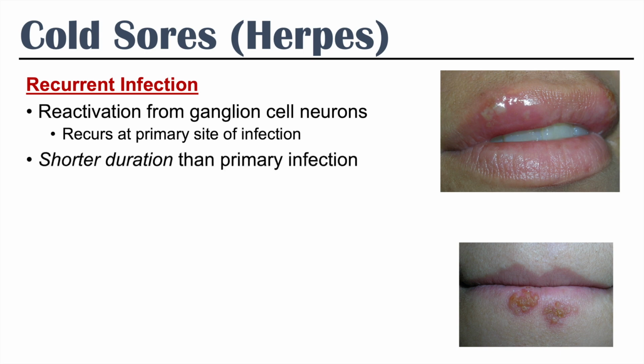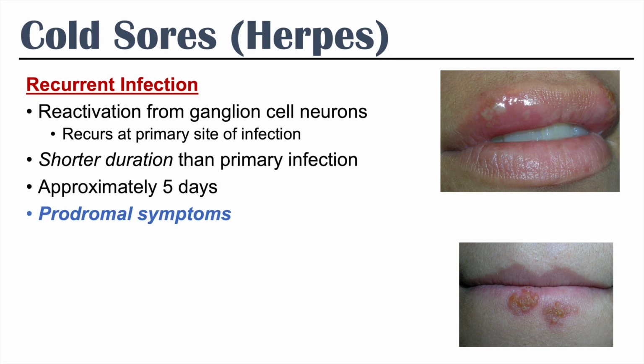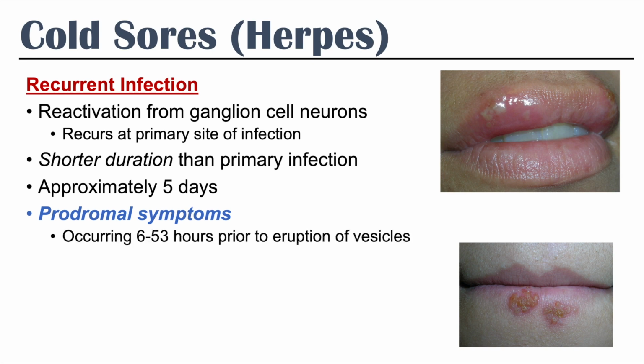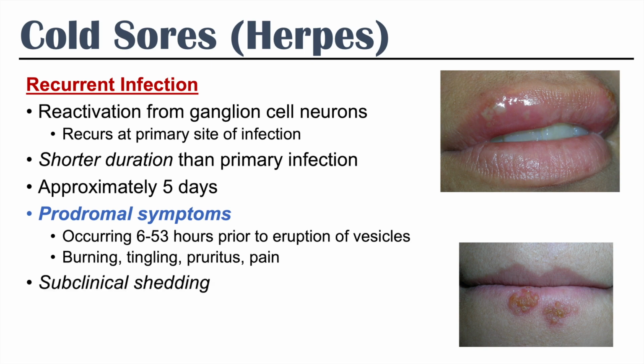But what's good news about the recurrent infection, if there is any good news, is that the duration of the recurrent infection is shorter than the primary infection and generally can last around 5 days. And a lot of times people will report that they have some prodromal symptoms. And prodromal symptoms really mean you start feeling something before you have an onset of the cold sore. So you may feel that within 6 to 53 hours prior to eruption of the vesicles, you have this feeling of burning, tingling, maybe itchiness, pruritus, or pain in that area. So you can just feel something coming on with your lip.